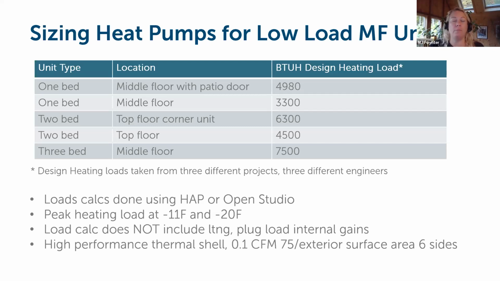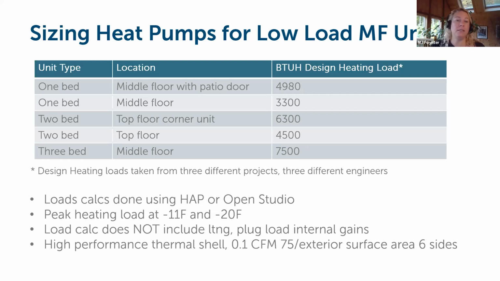These calculations are per apartment and they do not include the lighting and the plug loads and internal gains. Sizing for a worst case scenario, it's nighttime and none of these things are on. And all these projects have really fantastic thermal shells. Most of them are shooting for a 0.06 CFM50 per exterior surface area, which is a Passive House number. Now we're kind of switching over to CFM75 because that's what the energy code is using. And as you can see, these loads are really small, anywhere from 4,000 to 7,000 BTUH at this -11.